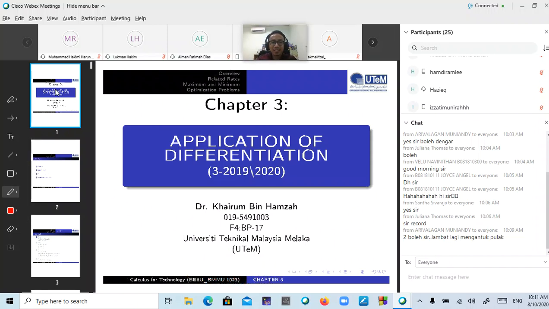Okay, so today we are learning on the chapter 3 which is application of differentiations. Supposedly you already learned on the chapter 1 which is limit to differentiations in terms of the theorems. And then this one is chapter 3, application of differentiations.